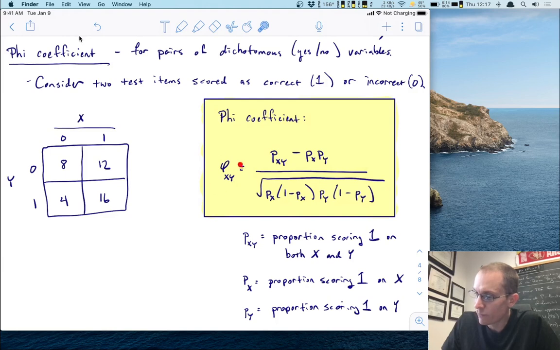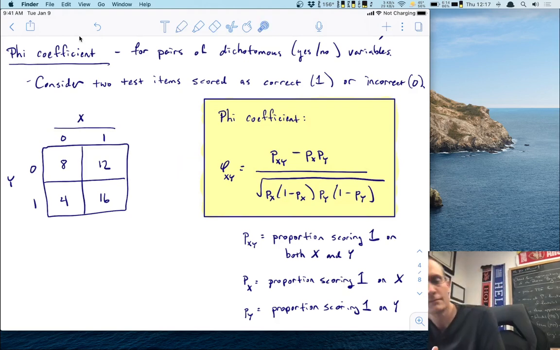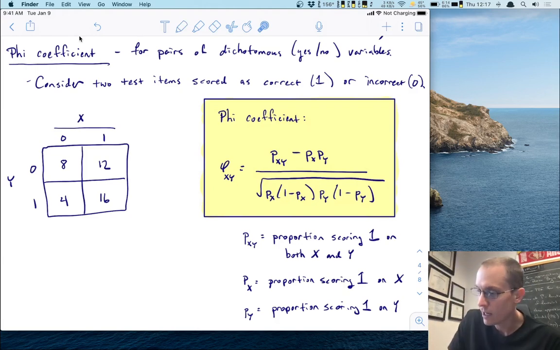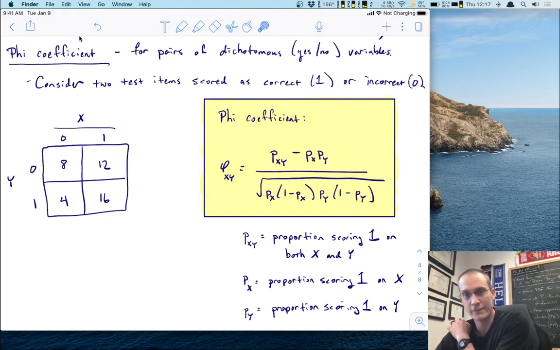This is the notation for phi. It's a Greek letter. I use that notation. Sometimes you'll see phi look a little bit like this. My history in mathematics has long since taught me to write phi just like you have it written right there. You can do it either way. So if you want to compute phi between x and y, we do this. It's pxy minus px times py over the square root of some stuff involving px and py. What is all this stuff?